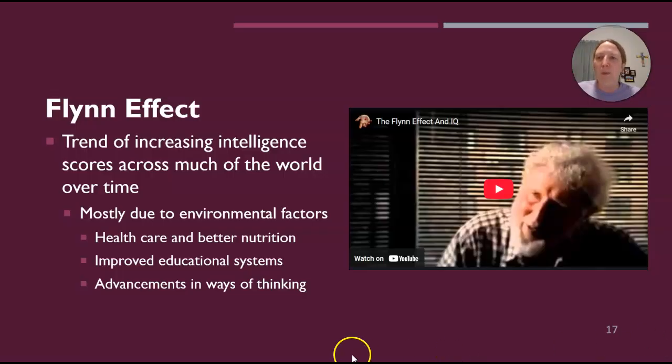But where do we place the blame? Mostly on environmental factors. Things like access to better healthcare and better nutrition across generations, improved educational systems across generations, advancements in the way of thinking. So society's improving and getting smarter. So are people. We will definitely spend more time on this. Simplistically, this is all you need to know, but we're going to dig into it a little bit further, and really look into what that means and what that means for you, even compared to, say, an AP Psych class 5 years ago.